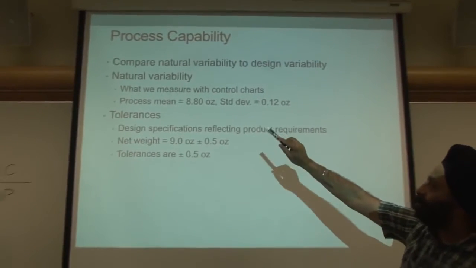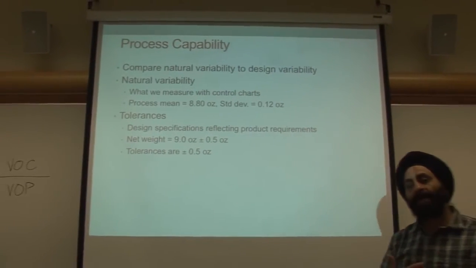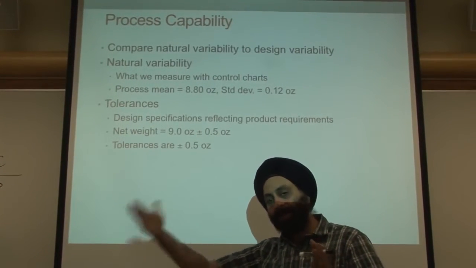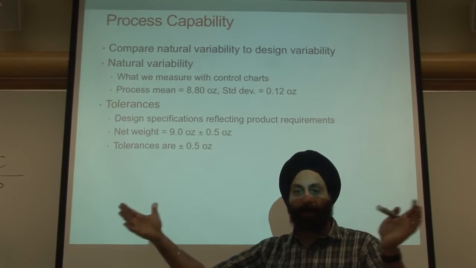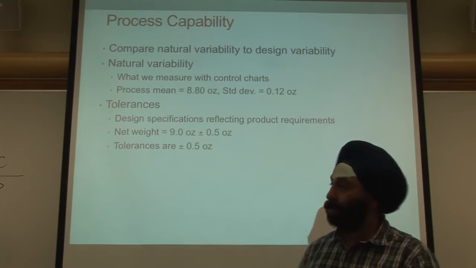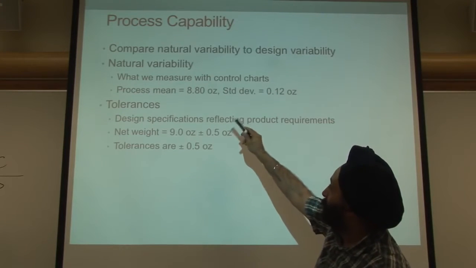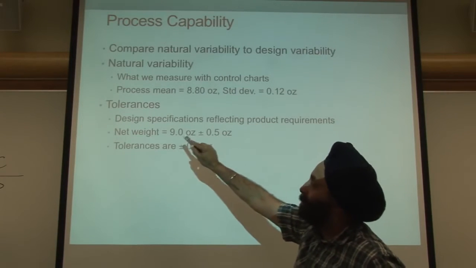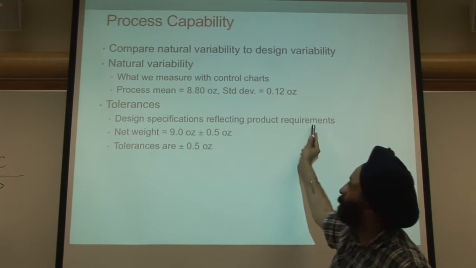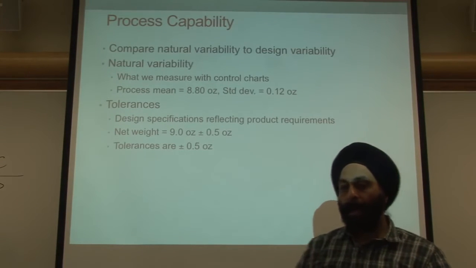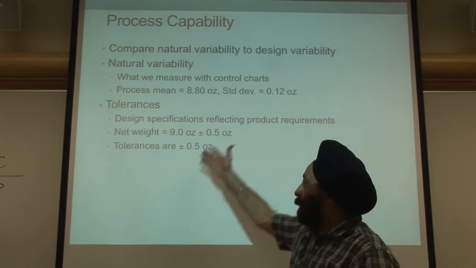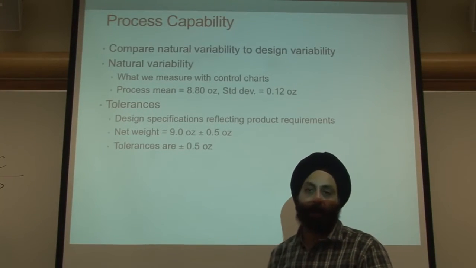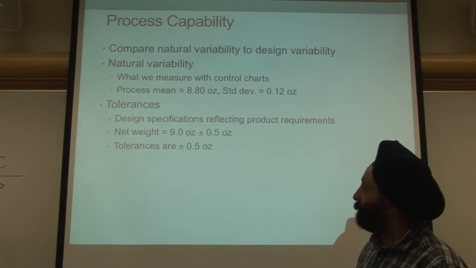Okay? So natural variability, what we measure with the control charts, which is plus or minus 3 standard deviation. When you go plus 3 standard deviation on this side and minus 3 standard deviation on this side, altogether it's a total of 6 standard deviations is the range that you're looking at. So that's what you're looking at in terms of natural variability. And design variability is coming from tolerances, design specification reflecting product requirements. So you typically may have a customer say, I'll accept anything 9 ounces plus or minus 0.5 ounces. So in that case, you have tolerances of plus or minus 0.5 ounces that is allowed or acceptable.